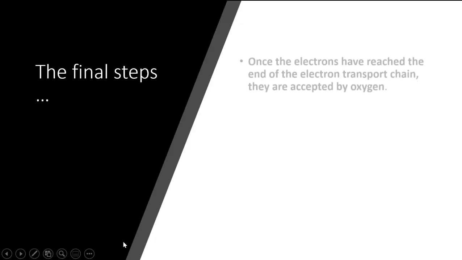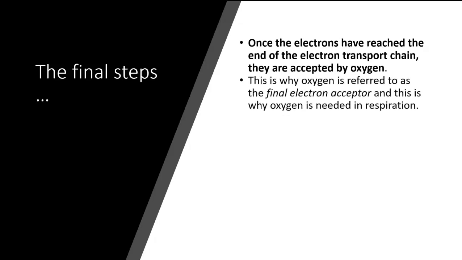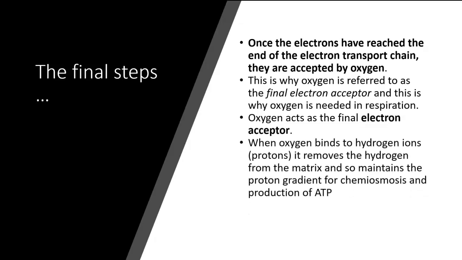Okay, so then the final steps. Once the electrons have reached the end of the electron transport chain, they are accepted by oxygen. This is why oxygen is referred to as the final electron acceptor, and this is why oxygen is needed for respiration. When oxygen binds to the hydrogen ions, the protons, it removes the hydrogen from the matrix and so maintains the proton gradient for chemiosmosis and the production of ATP.